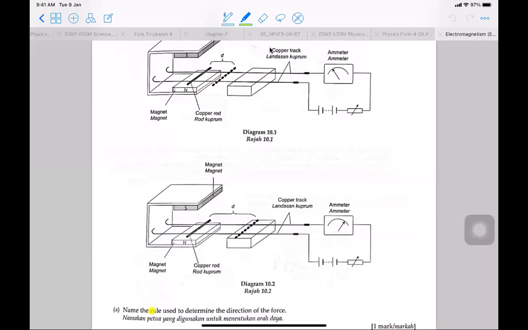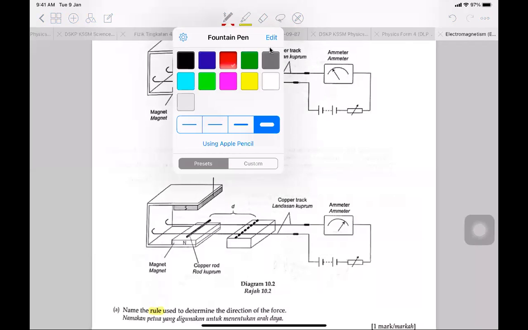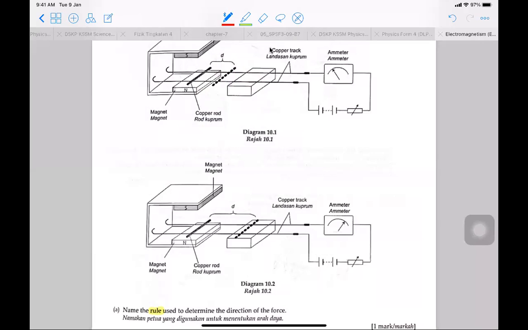It asks for the rule, so you should write the answer in full there. Fleming's left hand rule. Okay. Fleming's left hand rule. So you can write down there Fleming's left hand rule. Okay, next one.